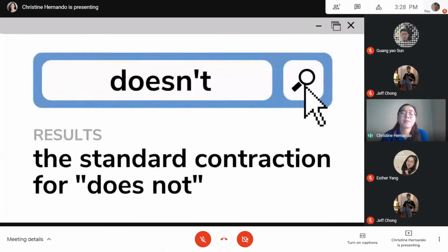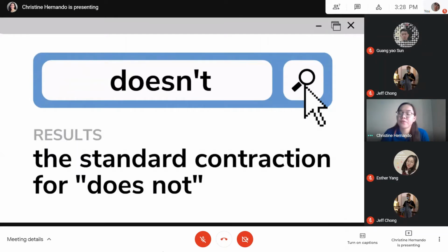The same explanation applies to the word doesn't. It is the shortened term for does not. And by the way, class, in spoken English, we normally use the shortened terms rather than the long forms. So instead of saying do not or does not, we usually say doesn't or don't. Is that clear, class? Yes, ma'am.